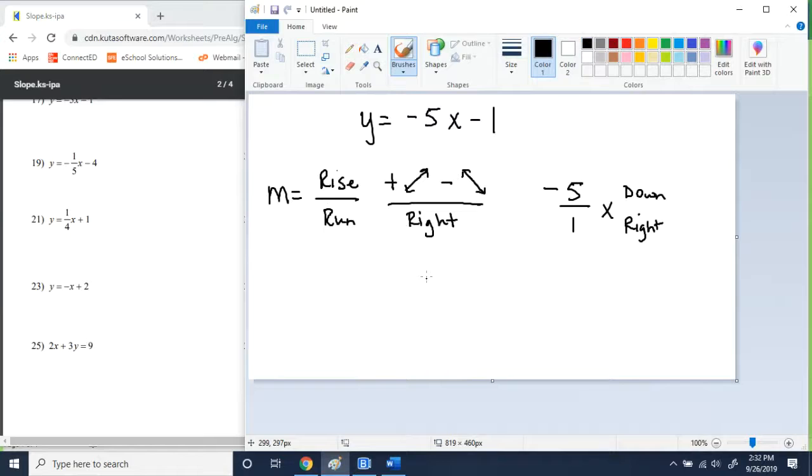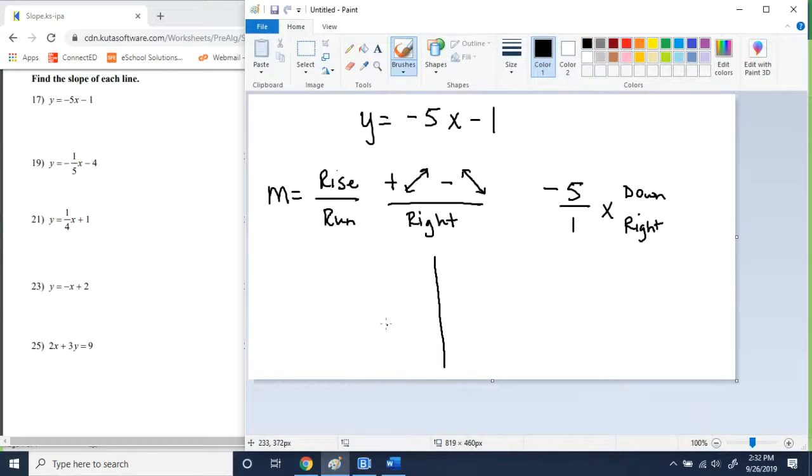And just to kind of sketch one of these, just so you'll know with your graphing. The easiest way to graph a linear function is if it's in slope y-intercept form. So we will graph the y-intercept first, which is negative 1. We're going to run to the right 1 and down 5. 1, 2, 3, 4, 5. So our sketch graph will look something like this. And if you're using graph paper, of course, you can sketch it with more accuracy.